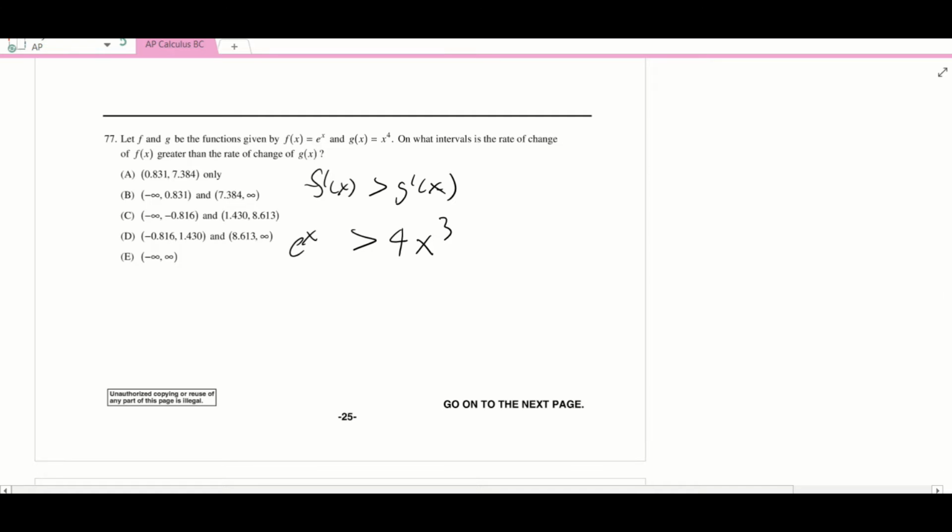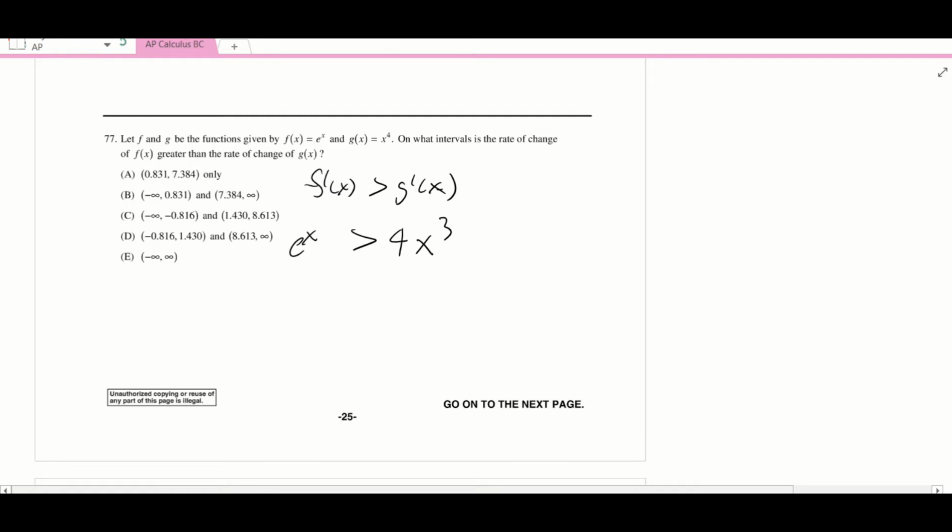Well, one way to do this is just put it in your calculator. So if we go to the y equals at the top left, you can enter your y equations. One equation we can put in will just be e to the power of x into y1. And for y2, we could put 4x cubed. Then we can graph it by hitting the graph button at the top right of the calculator. And then you can adjust your window if you'd like.